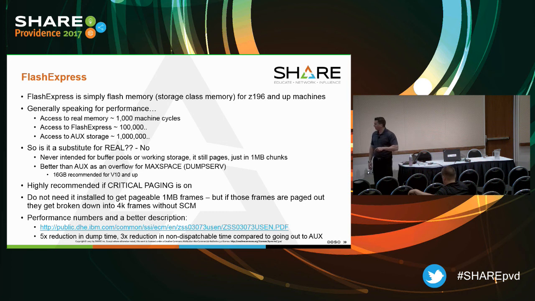Actually, the red paper they did when Flash Express came out talks about that. It's a 5x reduction in the dump time it took, and a 3x reduction in the CPU they used. The downside is when you're talking about a dump happening in the LPAR, you need it to happen in seconds. If you cut it down from 20 minutes to 5 minutes, you haven't really saved yourself, right?